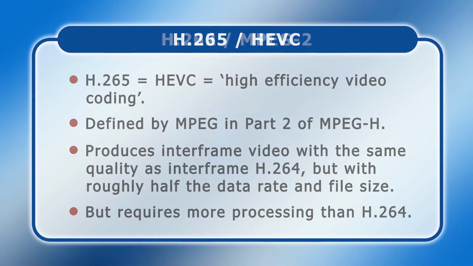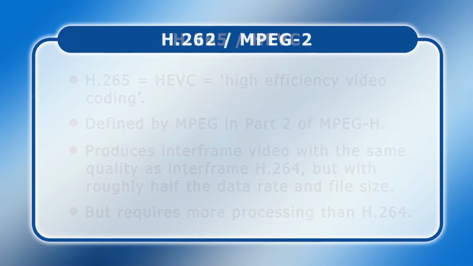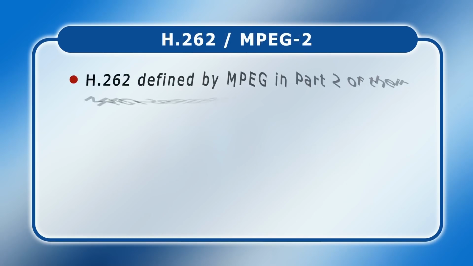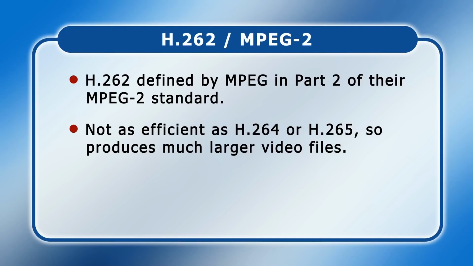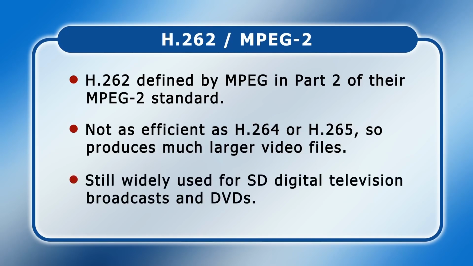An earlier and still very important interframe codec is H.262, which was defined by the Motion Picture Experts Group in Part 2 of their MPEG-2 standard. H.262 is not as efficient as H.264 or H.265, so produces much larger video files. However, it is still widely used for standard definition digital television broadcasts and DVDs.